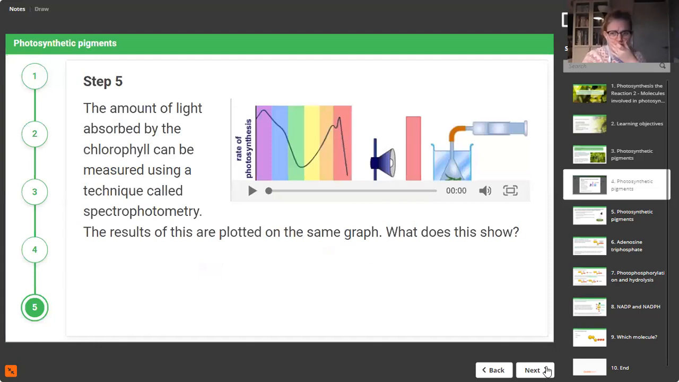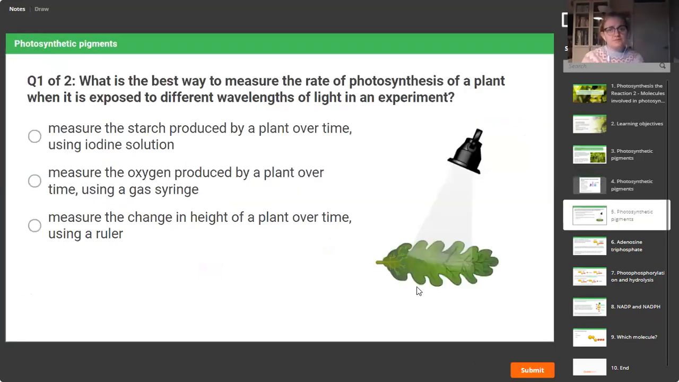So, quick questions about photosynthetic pigments. These sort of questions you might get asked, that they like to ask to maybe try and trip you up. So what is the best way to measure the rate of photosynthesis of a plant when it's exposed to different wavelengths of light in an experiment? And that's a really key part here, this bit, different wavelengths of light.